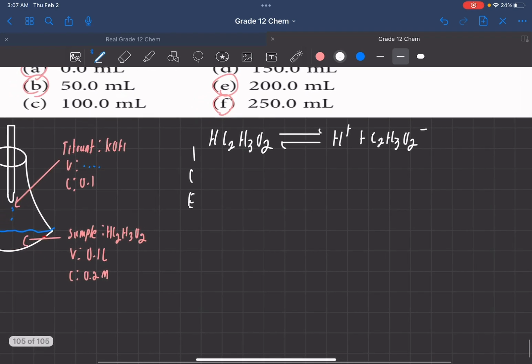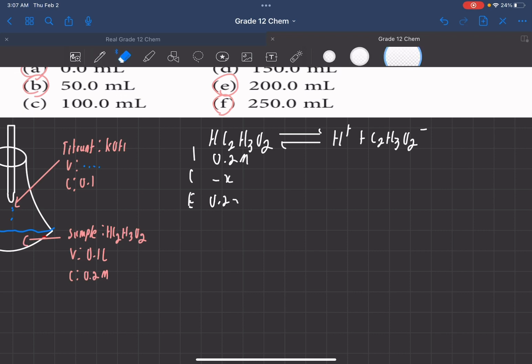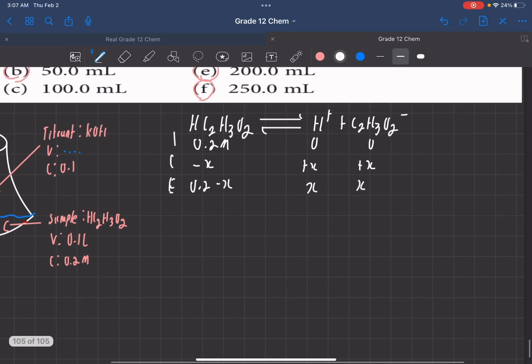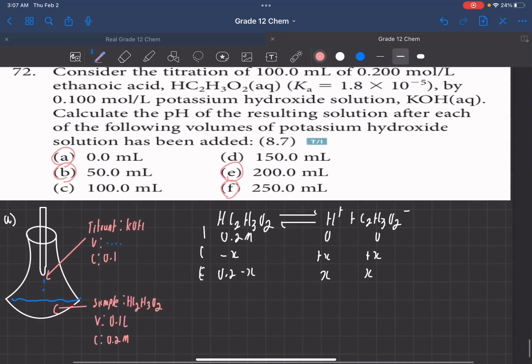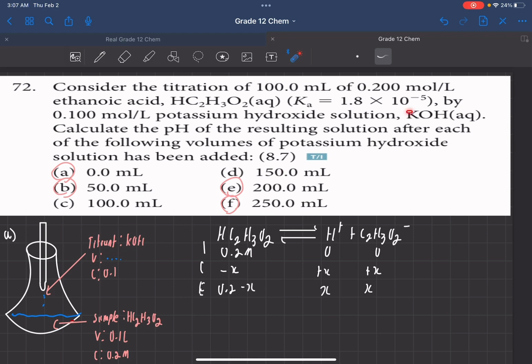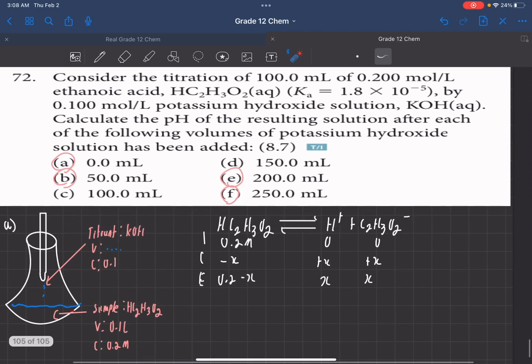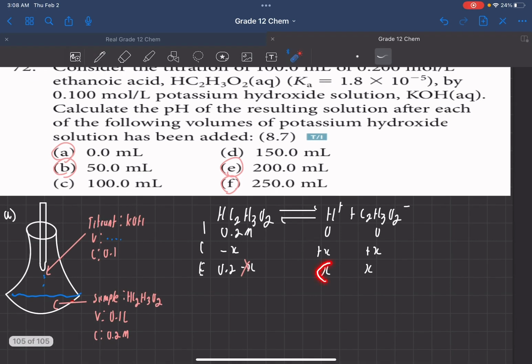Initially, we have 0.2 molar, so minus X, 0.2 minus X. And for the hydronium, we have 0 initially, and the ethanoate ion, we have 0, plus X, X. It's pretty self-explanatory, right? The Ka of this is 1.8 times 10 to the negative 5. That is clearly a lot smaller than 0.2, so this X is pretty much going to be negligible. 0.2 minus X is approximately going to equal 0.2. However, this X will still be useful for finding the hydronium concentration, which will give us our pH.